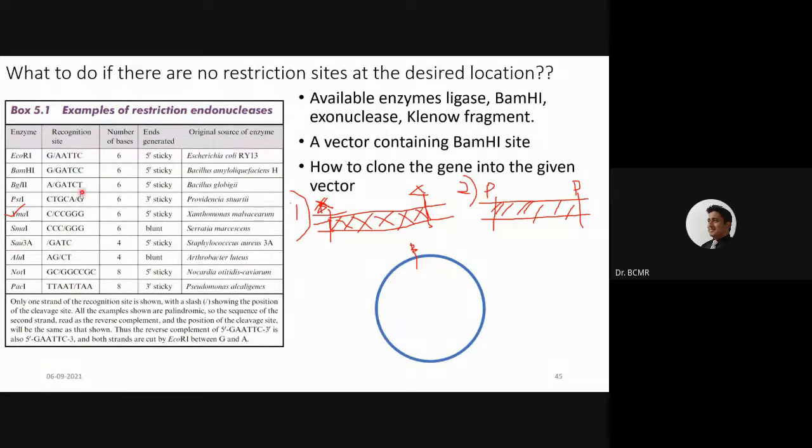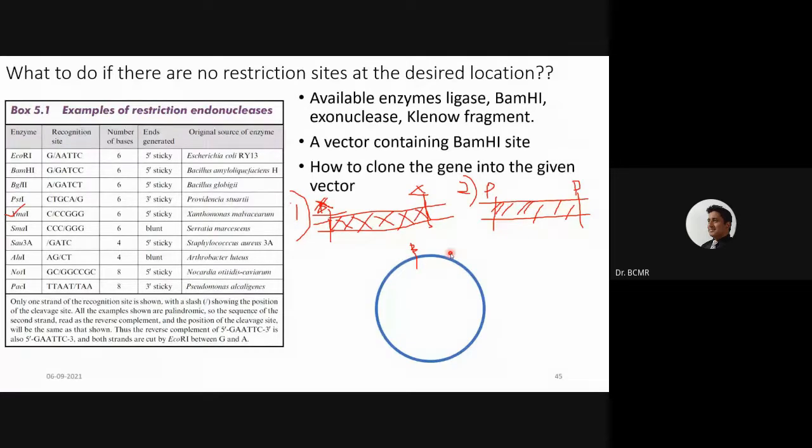And PstI gives 3' overhangs. That means we should be able to use exonuclease to cleave off the overhangs and then polish it, and then we can clone these two. Okay. The next question, this is just the primer question.